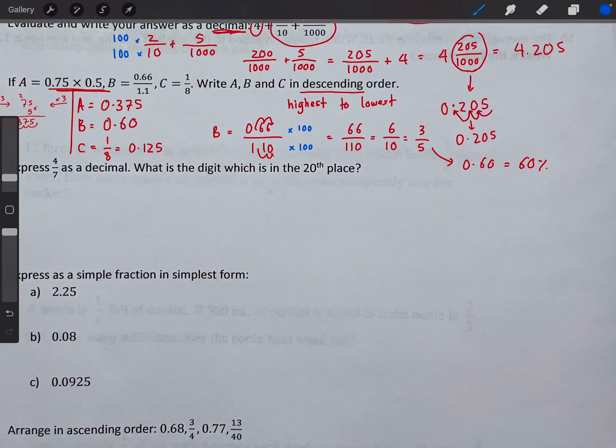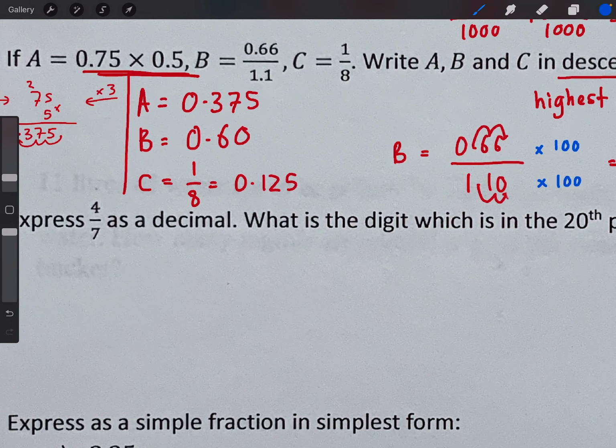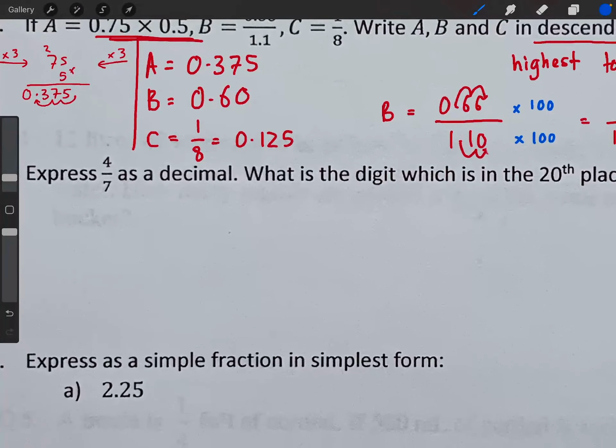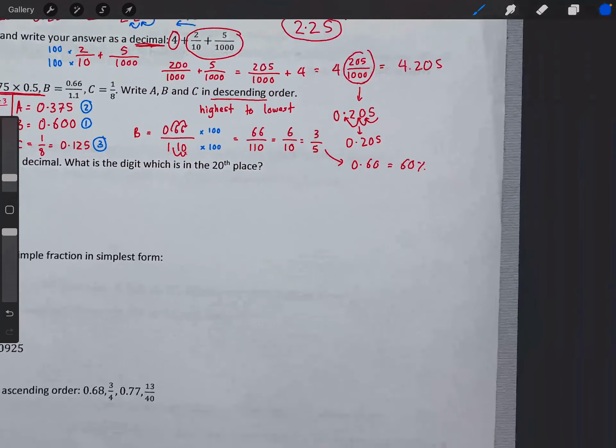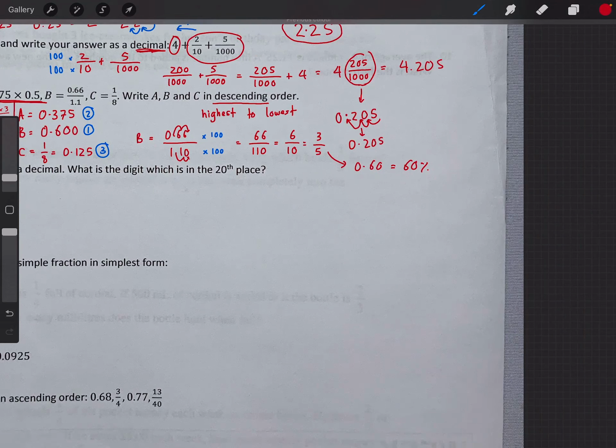So let's see, which one goes first? Well, the smallest... actually, we're going from highest to lowest. So the highest is this one. 0. Now you're wondering, hey, how come that's the highest? Well, if you put another 0 there, you can see that's 600, 375, and 125. Okay, easy to see. Okay, the second highest will be this one, and the third will be this one. So you rearrange them, and the answer is going to be this.